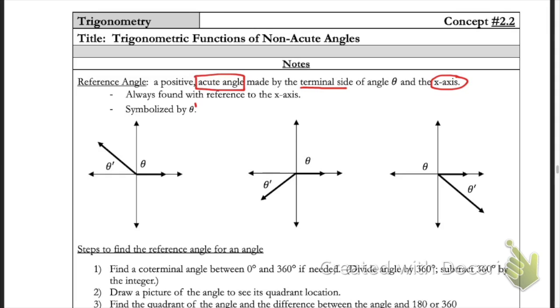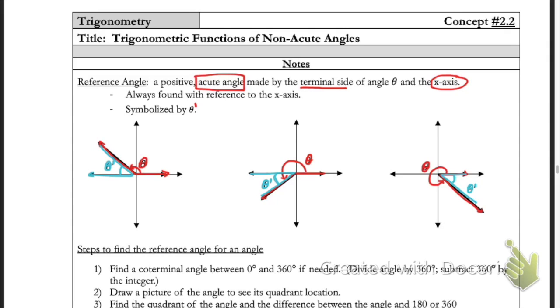So I'm going to go over the theta in red. I'm just going to color over it, so you'll see that pop up now. And I've even drawn the direction. Remember, we always go counterclockwise. And then I'm going to draw in what our reference angle would be. I'm going to do it in blue.